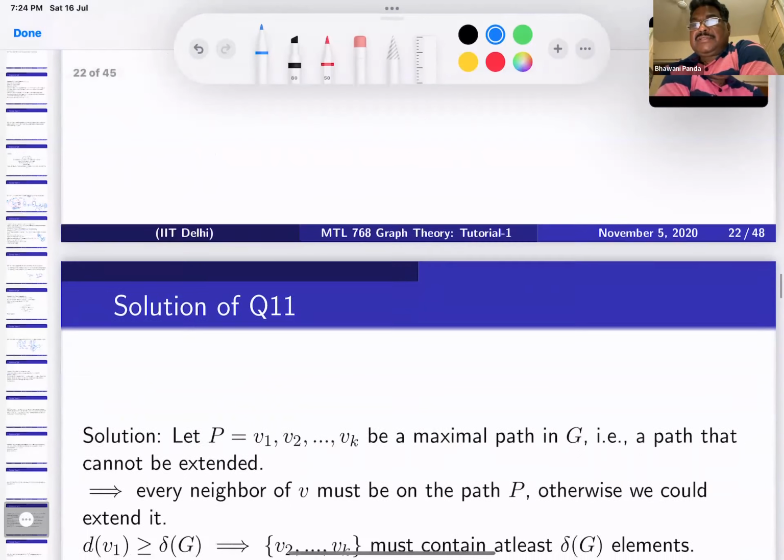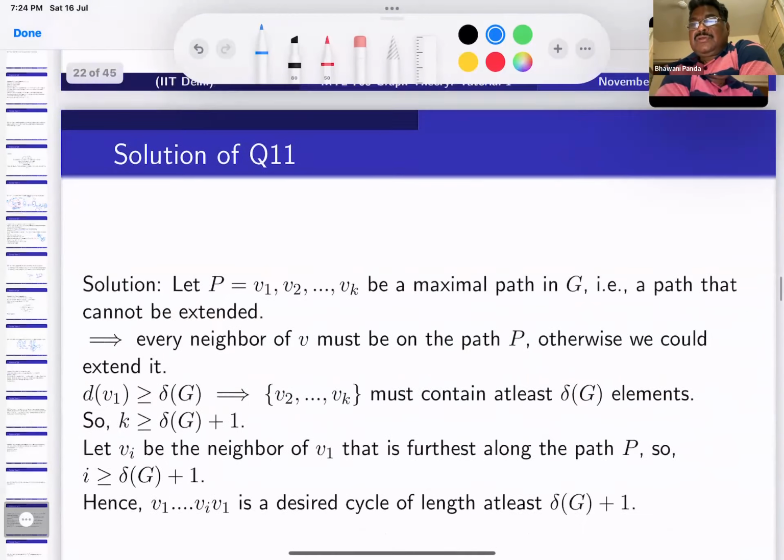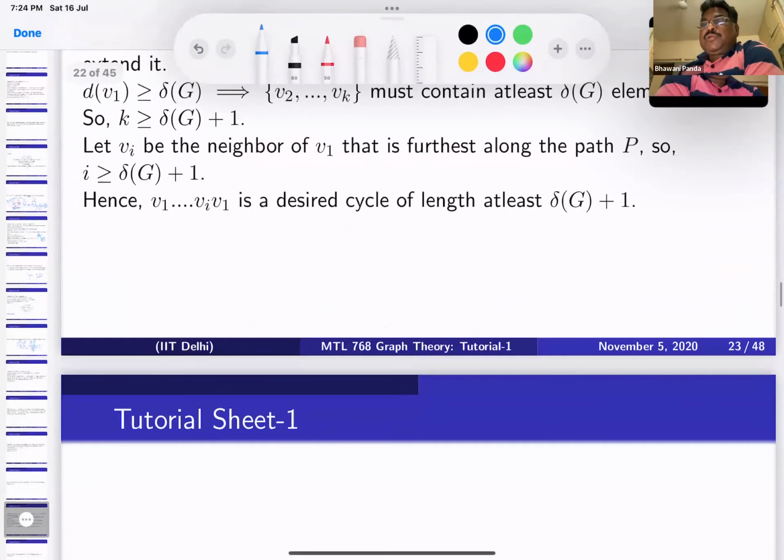Okay, so this one we proved, right? If G has n vertices and minimum degree is at least (n-1)/2, then prove that G is connected. This we have already solved, so I don't want to touch it.